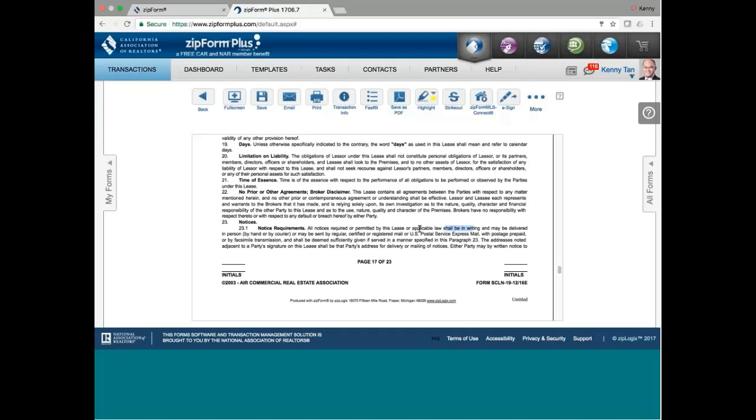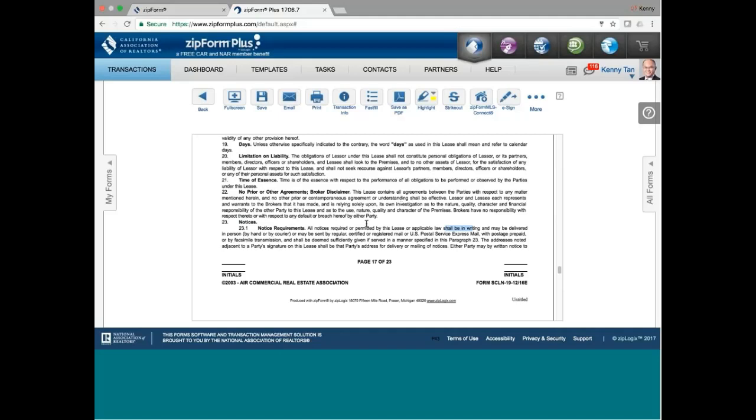This is very, very important if the tenants have options. If the tenants have options, the tenant needs to know how to exercise the option. And the way to exercise the option is to serve notices on the landlord. Make sure that you use a method that is approved by the lease.